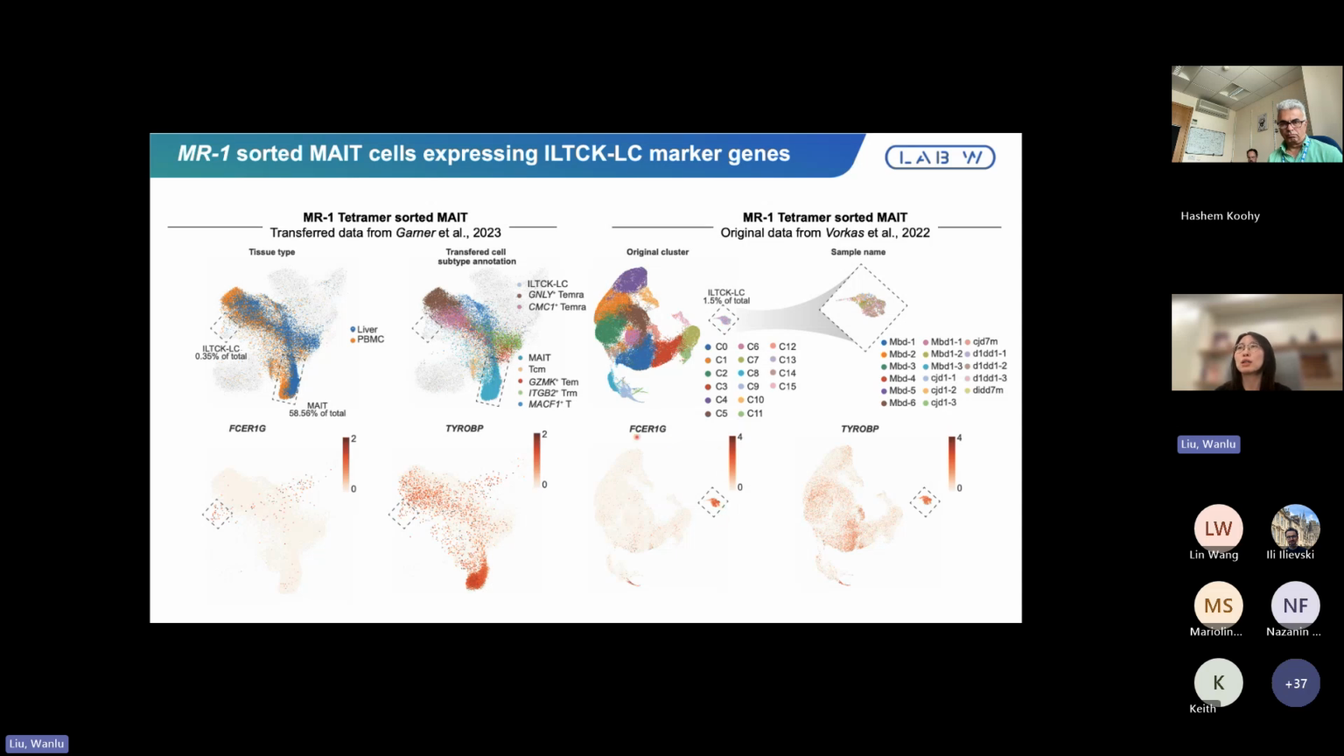When we checked the gene expression for these two marker genes, you can immediately realize that the mate cells were actually highly expressing FcER1G and TRBP. So we think it's more likely that it's the mate cells that have the phenotypic diversities, and part of them exhibit the ILTCK phenotype.